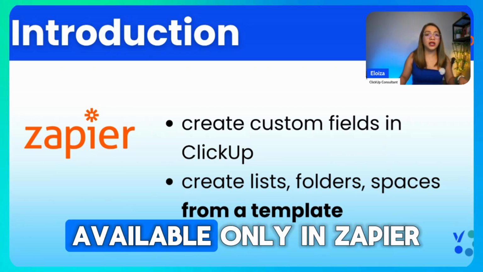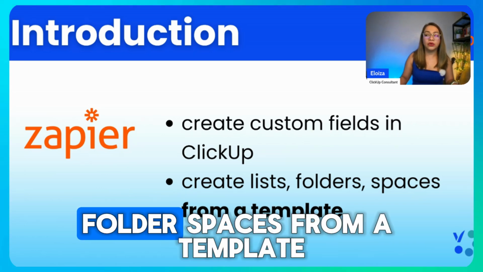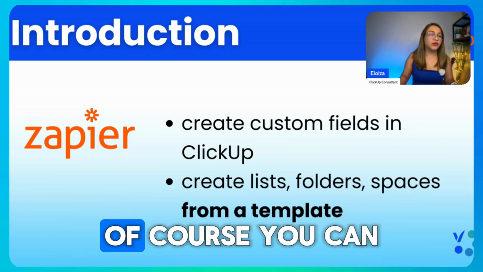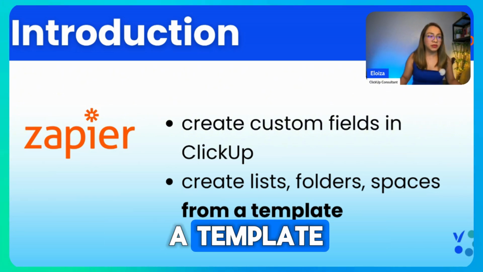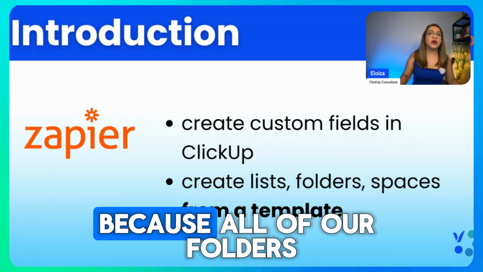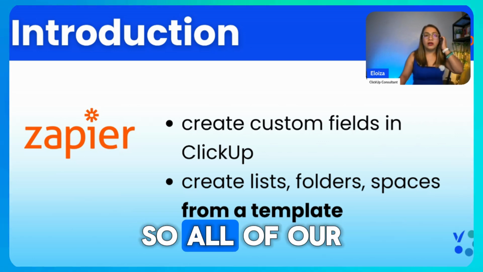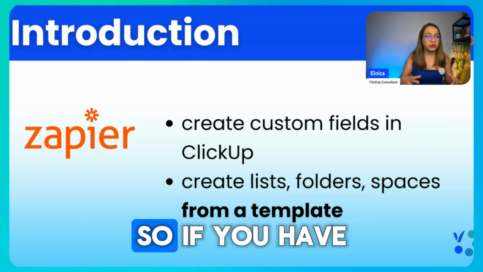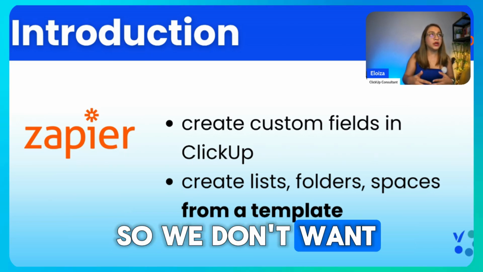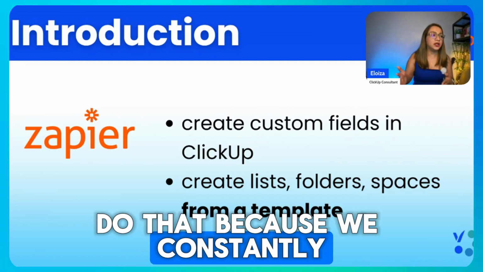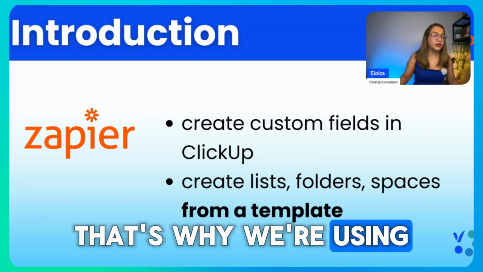So another thing that's available only in Zapier and not anywhere else is the ability to create list, folder, spaces from a template. Of course, you can create a list or a folder or a space using Make, but not from a template. And that's very important for me because all of our folders, our client folders, are project templates. So all of our folders are already a template. So if you have a new implementation clients or ClickUp setup client, it's already a template. So we don't want to manually do that because we constantly, every week, we have a new client. So it's important for us to automate that process. That's why we're using Zapier for that.